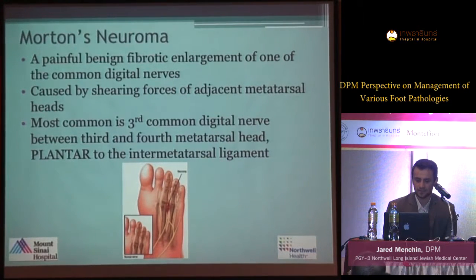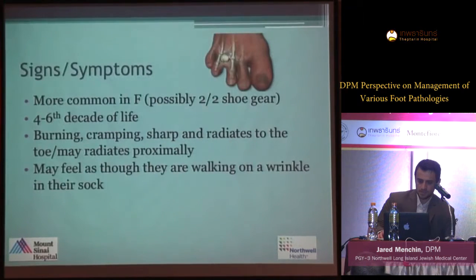Most commonly, you're going to have this in your third interspace between the third and fourth metatarsals. It's located plantar and distal to the intermetatarsal ligament. Signs and symptoms of a Morton's neuroma are going to be burning, cramping, sharp pains. You may feel electricity or pain radiating either towards the toes or towards the ankle. It may feel like the patient is walking on a pebble, or they may feel like they have a wrinkle in their sock. Usually you're going to see these in 40 to 60 year old women, likely secondary to their horrible shoe gear.